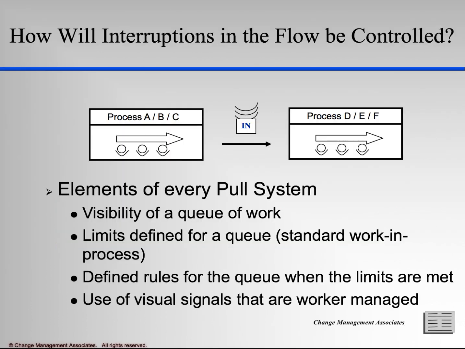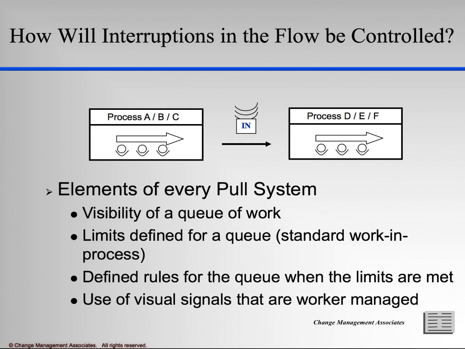So, how will interruptions in the flow be controlled? The previous question covered in episode 4 prompted the team to identify ways to improve flow. Ideally, we would have a value stream with uninterrupted flow, and at times this is possible. However, typically there will be some points in the value stream where interruptions can be expected.